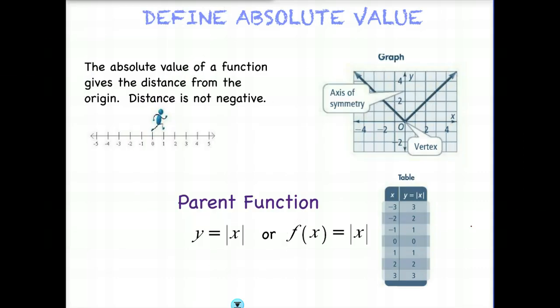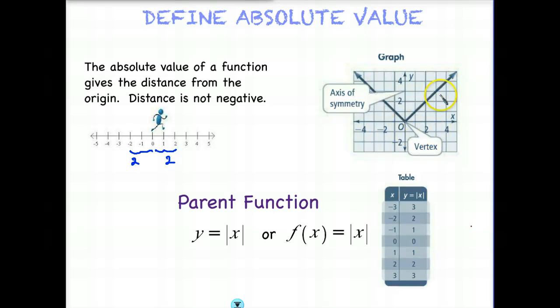Let's define absolute value so that we remember what that is. The absolute value of a function gives the distance from the origin. And remember that distance can't be negative, so it doesn't matter which way you go, like this little man running up here. It doesn't matter if you go 2 units to the right, that's still 2 units, or if you go 2 units to the left, it's still 2 units. So we don't describe distance as a negative distance or a positive, right? We just describe distance as an amount. And that's predominantly where we can use absolute value.